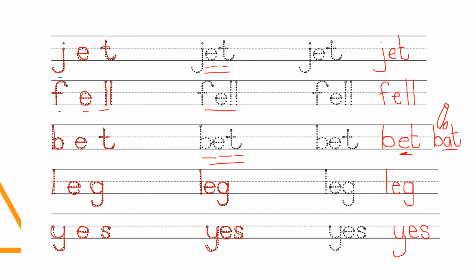J, E, T, jet. F, E, L, fell. B, E, T, bet. L, E, G, leg. Y, E, S, yes. And you'll notice when you write it as a complete word, there are no spaces between them really. Unlike this way, I'm trying to show you each letter clearly. But when you write it as a word, do not leave big spaces between them.